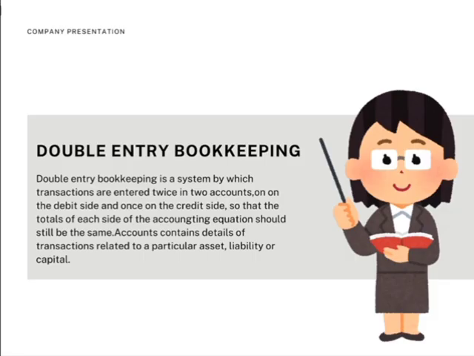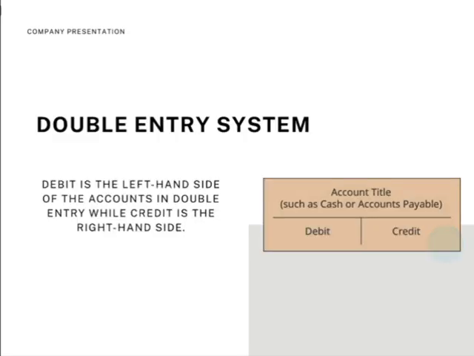Double entry bookkeeping is a system by which transactions are entered twice in two accounts, one on the debit side and one on the credit side, so that the totals of each side of the accounting equation should still be the same. Accounts contain details of transactions related to a particular asset, liability, or capital. In the double entry system, the debit is the left-hand side of the accounts, while credit is the right-hand side.